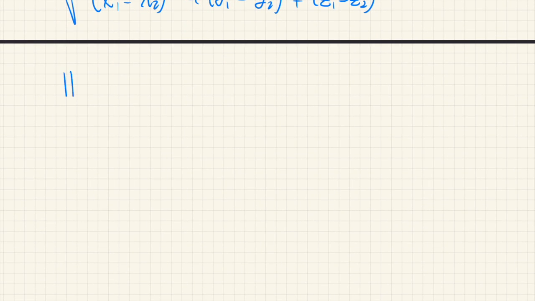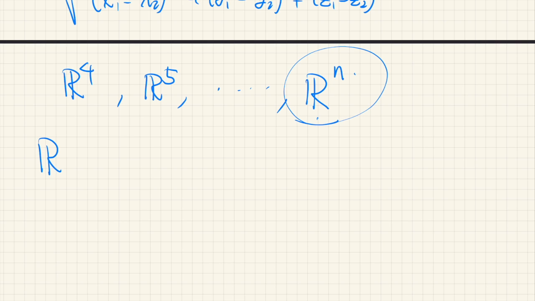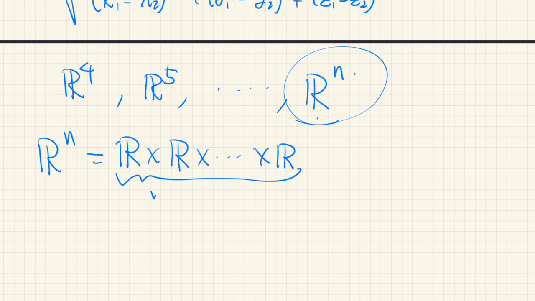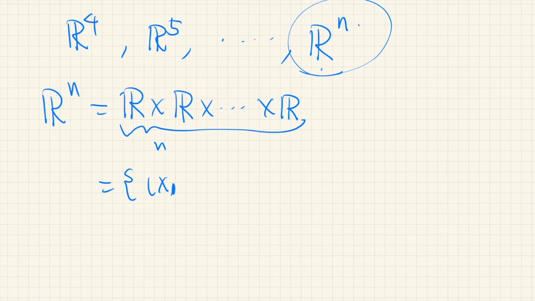And we can continue this process to any number, like R4, that's 4-dimensional space, and 5-dimensional space, and in general we can write R to the power of n. So this is n-dimensional space. R to the power of n is a tuple of n real numbers. So there are n R's here, which is defined as, since we ran out of symbols, we write x1, x2, and so on up to xn, where all x1, x2, and so on are real numbers.